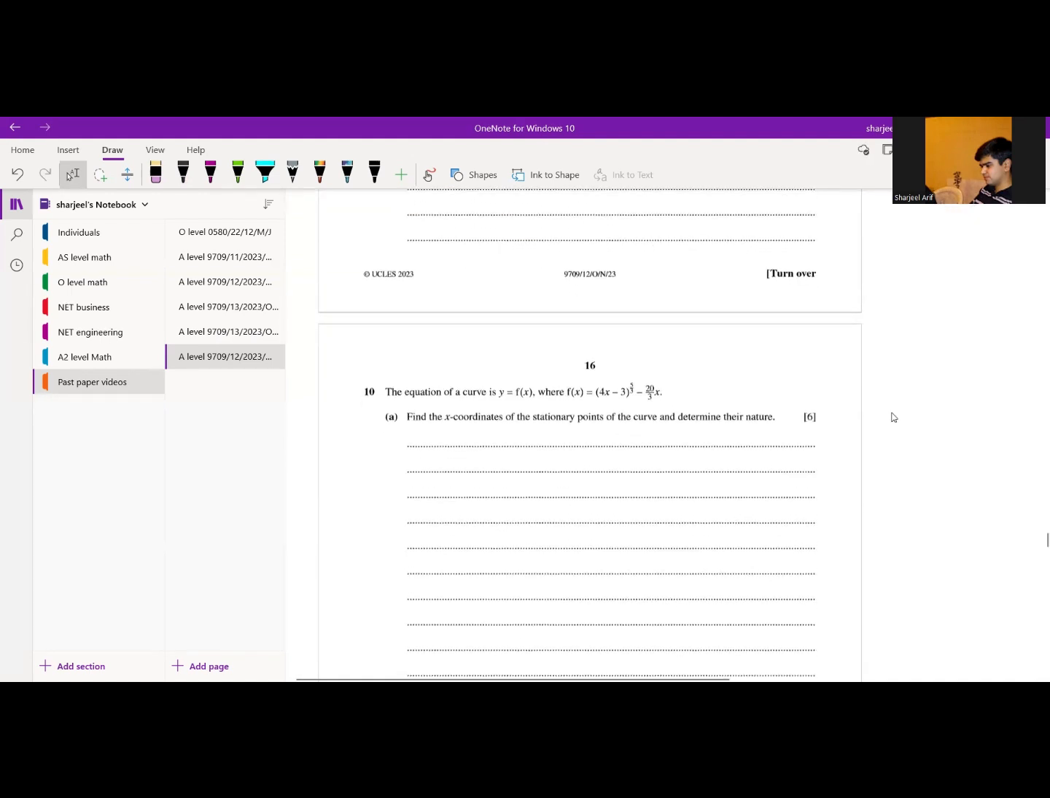Now for question number 10, we have the equation of a curve f(x) equal to (4x minus 3) power 5 by 3 minus 20 by 3 x. We have to find the x coordinate of the stationary point and determine the nature. So first we have to find the derivative. That would be equal to 5 by 3 (4x minus 3) power 5 by 3 minus 1, that would be 2 by 3, into 4 minus 20 by 3.